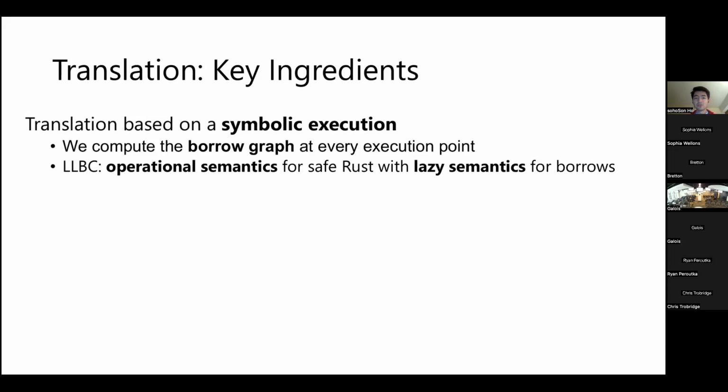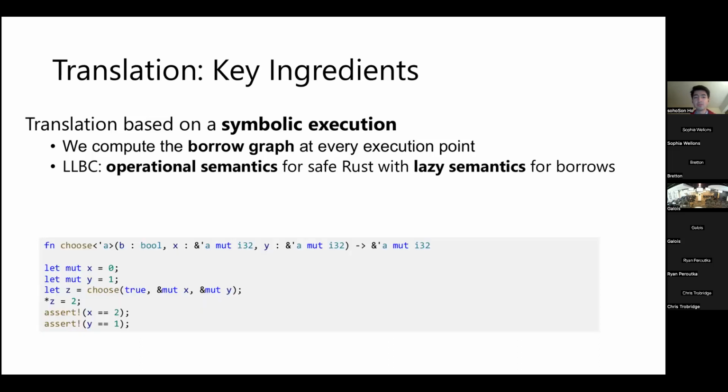In order to do so, we had to introduce LLBC, the low-level borrow calculus, which has operational semantics for safe Rust. It has something peculiar, which is that we use lazy semantics for the borrows. The way to see it is that borrows live as long as they can live. In the case of the choose example, Z is alive for as long as we don't need to access X or Y, because once we access X or Y, we have to end Z. So Z is alive as long as possible.